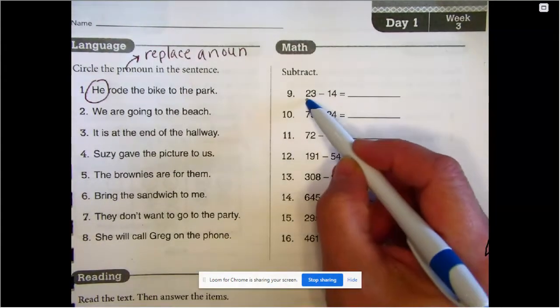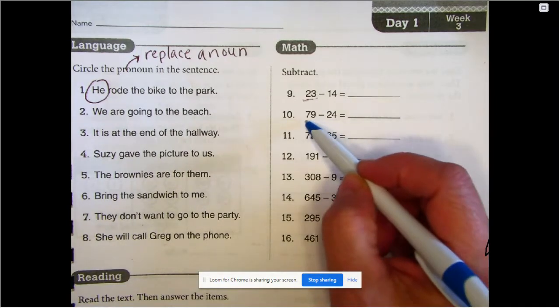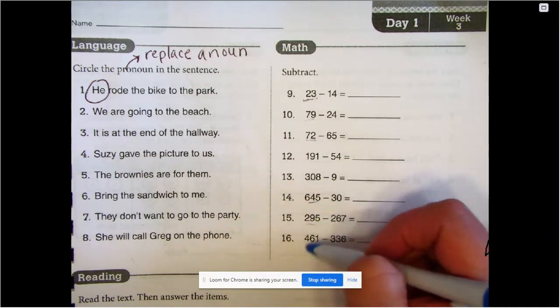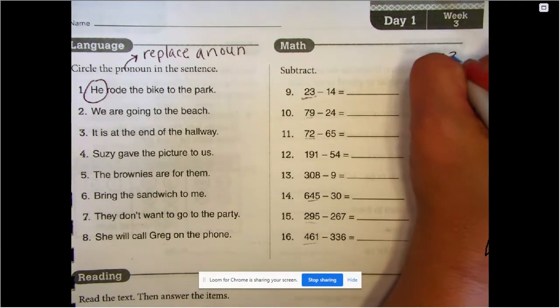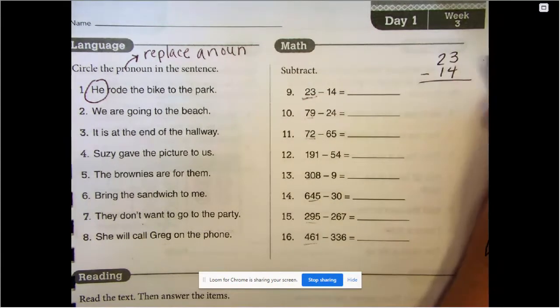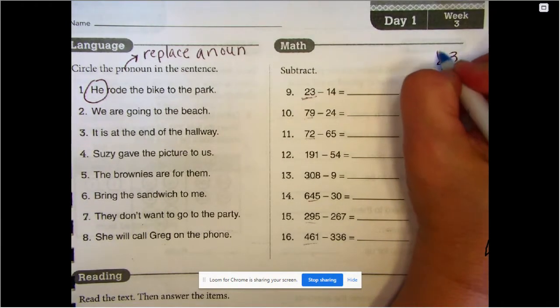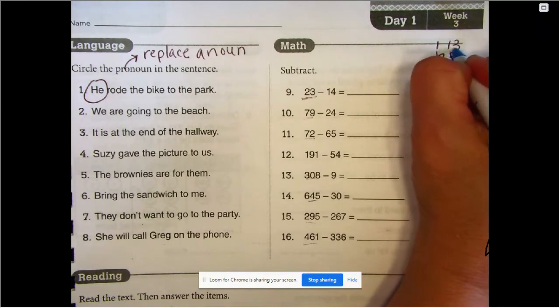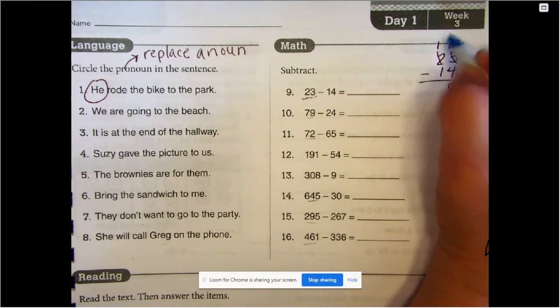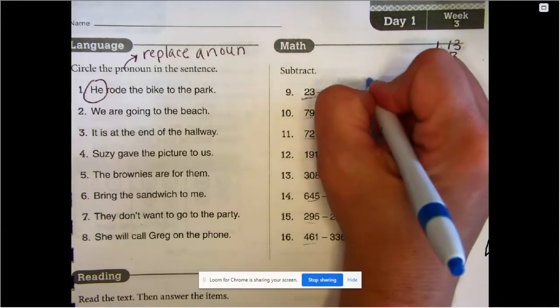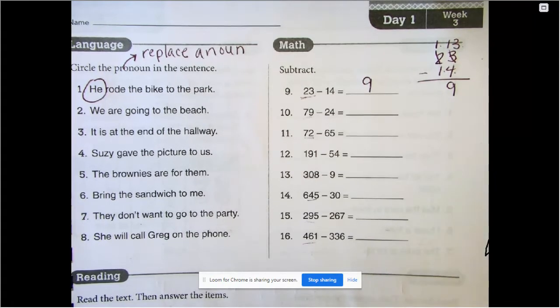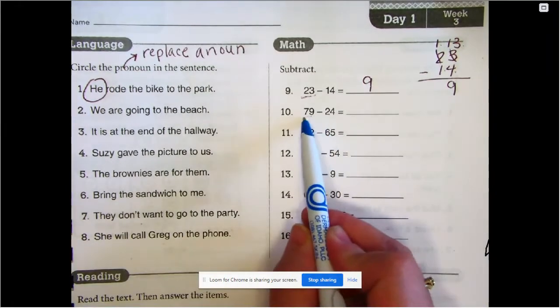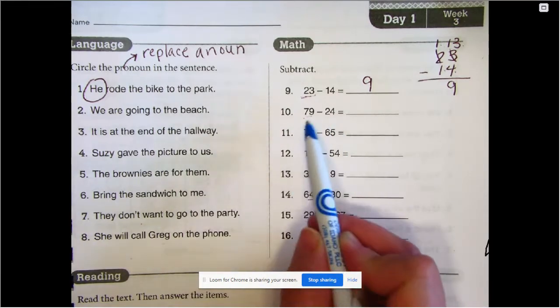So remember, you always want to put the highest number on top. So they have the highest number first. You want to put that on top because you may need to borrow from it. So let's do the first one, 23 minus 14. I can't take 4 out of 3, so I'm going to borrow a 10 and make this 13. 13 minus 4 is 9. 1 minus 1 is 0. So the answer to this one is 9. Okay? All right. So make sure you stack the highest one on top for each of these. You may need to borrow.